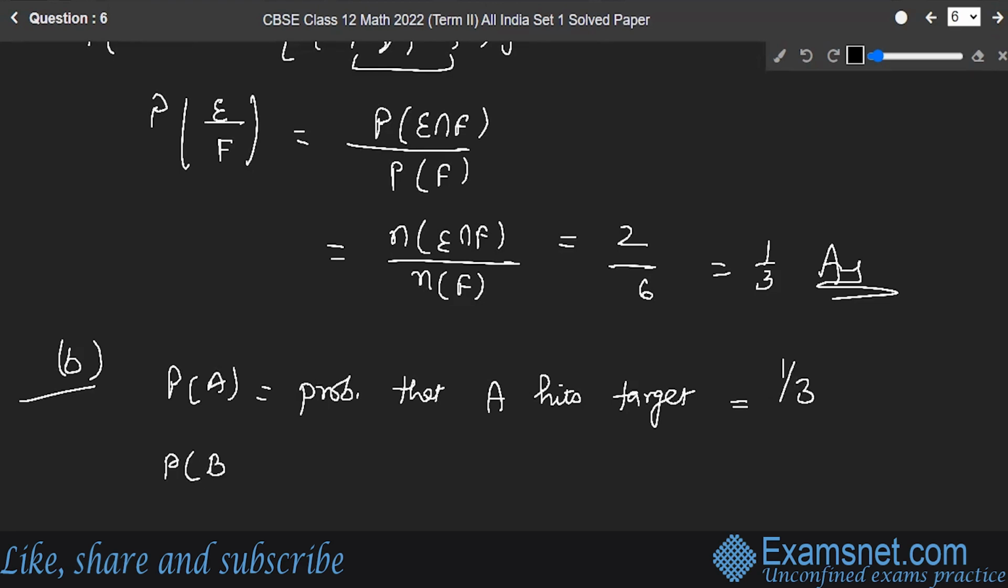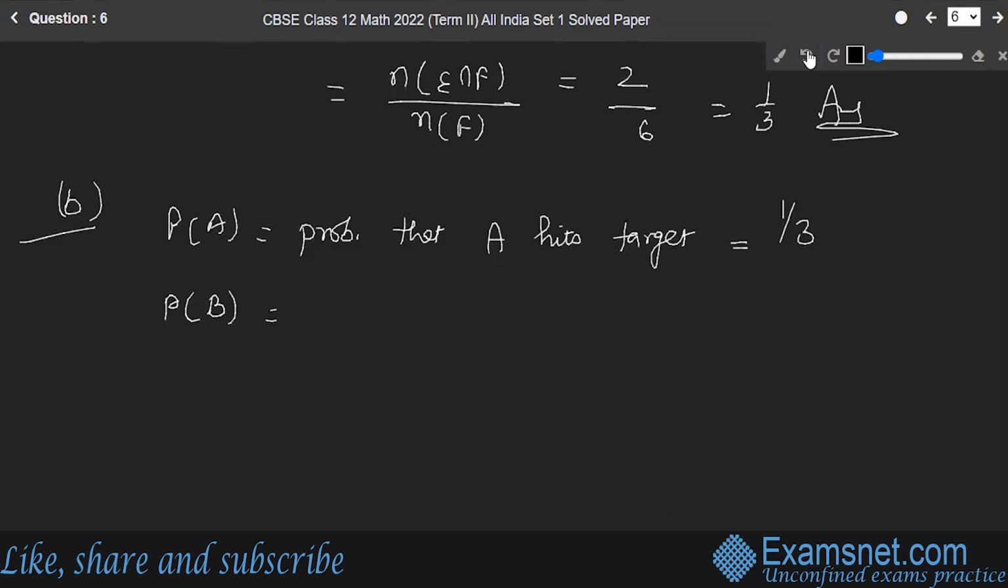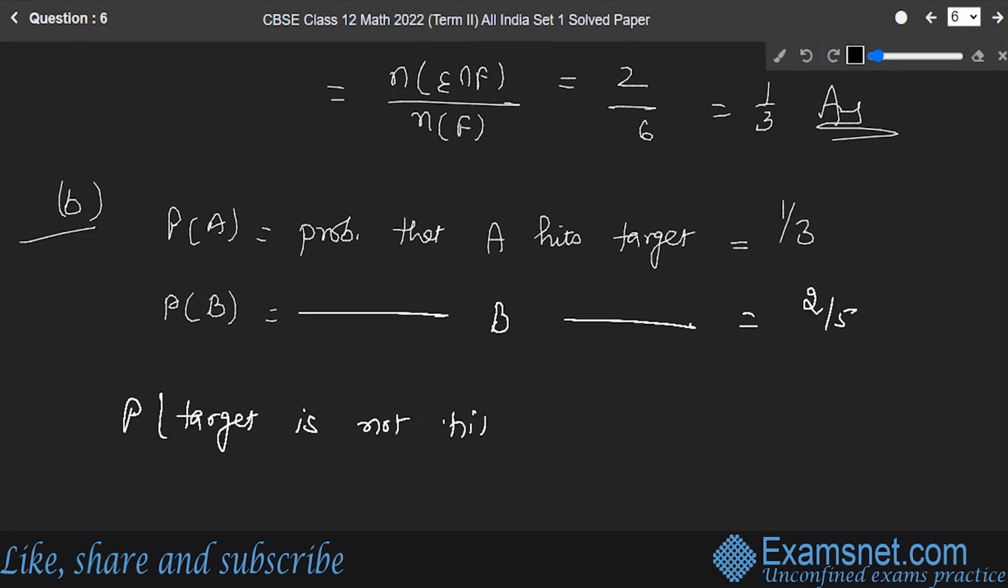Now P(B), the probability that B hits the target, is given as 2/5. Now the probability that the target is not hit, this is given by 2/3. See over here, the probability that A doesn't hit the target: probability A does not hit is 1 minus 1/3, that is equal to 2/3.